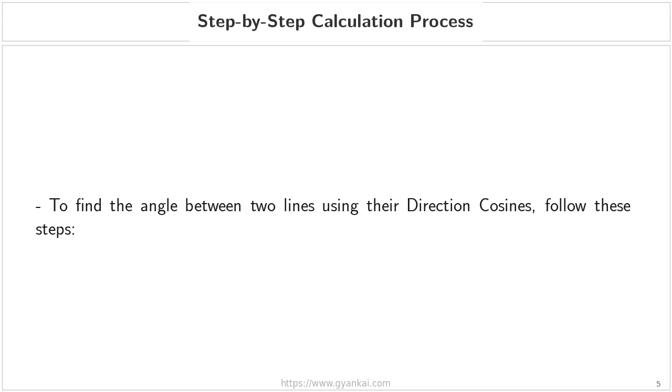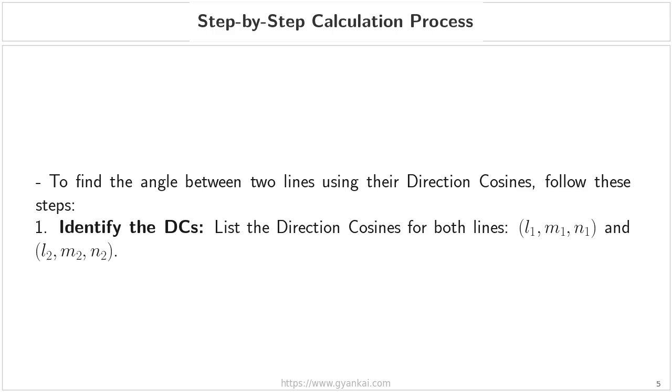Step-by-step calculation process. Now that we have explored both the cosine and sine formulas, let's consolidate everything we've learned into a clear, step-by-step procedure. If you follow these 4 steps, you'll be able to solve any problem of this type with confidence. First, you need to identify the direction cosines. Look at your given lines and clearly list out the components for both. For the first line, write down L sub 1, M sub 1, N sub 1, and for the second line, write down L sub 2, M sub 2, N sub 2. Being organized here prevents errors later on.